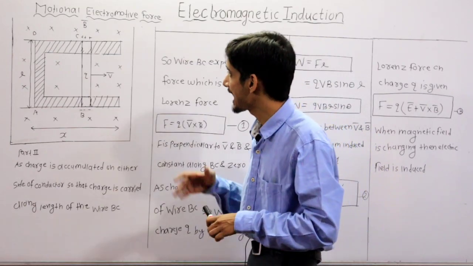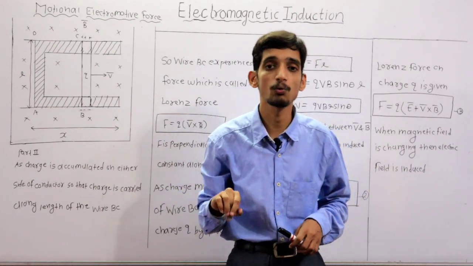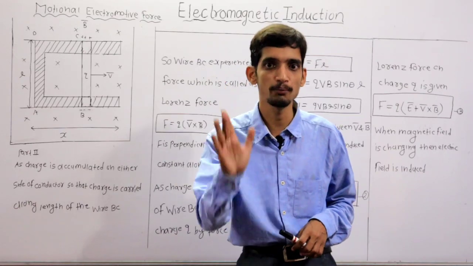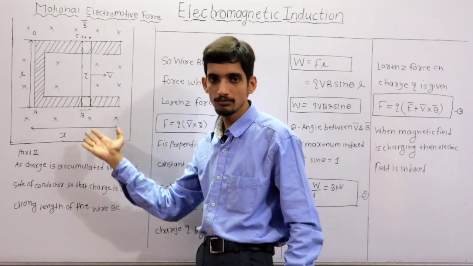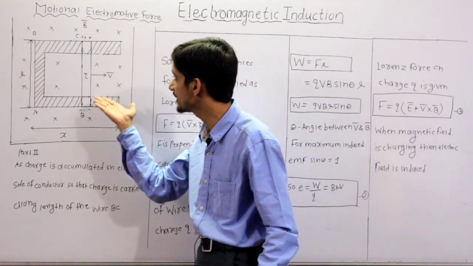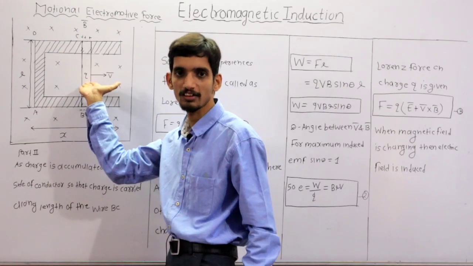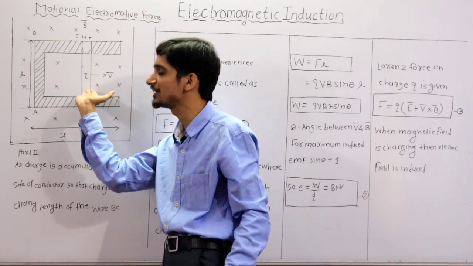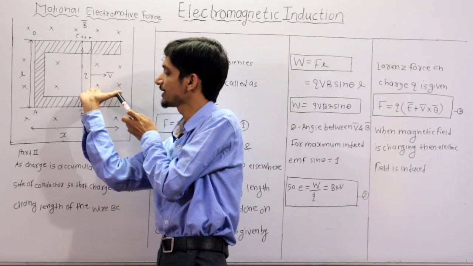Now, as I already discussed, whenever EMF is induced across the terminals of this rod or wire, what is the magnitude? BLV. Clear? How to find out the direction? Using the right hand palm rule. Once again I am telling you the right hand palm rule. Take your right hand, and the thumb of your right hand indicates velocity or motion of the conductor. Then your fingers indicate the magnetic field, obviously inward, cross mark.